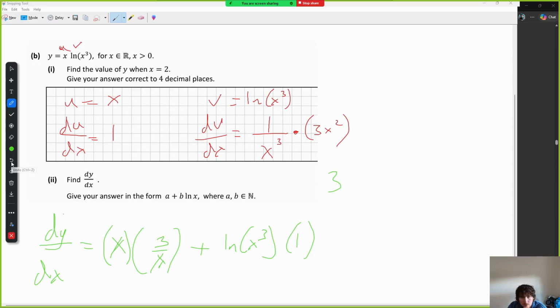Sorry, let me be a bit neater. So dy/dx is equal to 3 plus ln x to the 3. And we should all know one of the most important rules of logs is that this power can just pop out the front. If this doesn't ring a bell, you should go revise your logs in your algebra book. So the 3 can just pop out the front like this. It's a really important rule of logs. And so then, that's that done there.